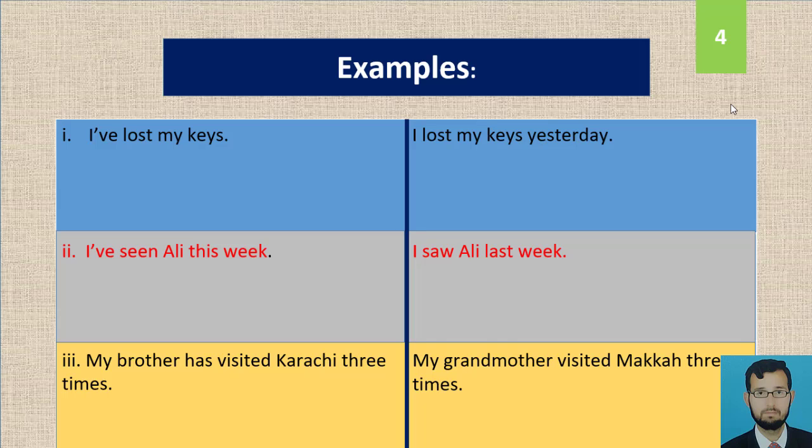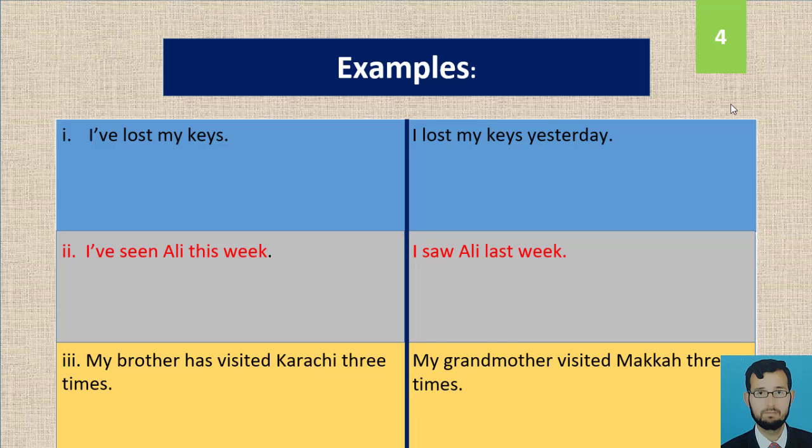In column number 1, example number 2 shows that the action has completed recently. Completion of action tells us about present perfect tense, but in the second column, example number 2 shows that the action completed in the past. Example number 3 in both columns does the same thing. The action that completed in the past represents past indefinite tense, and the action that recently completed shows present perfect tense.